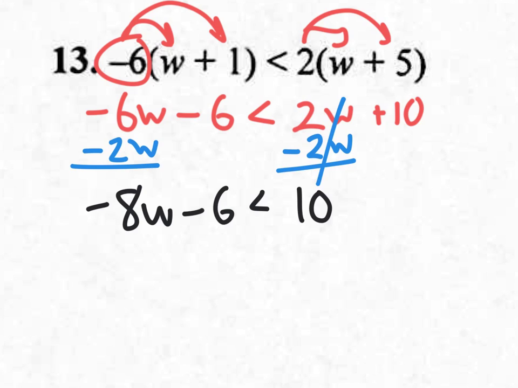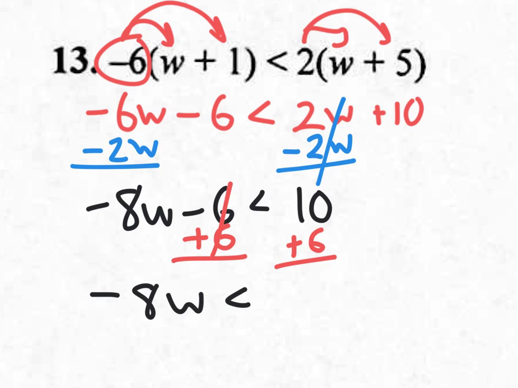I need to get w by itself on one side. Now w is already on the left side, I need to get it by itself. So I am going to get rid of the minus 6 by doing the opposite, plus 6. That'll cancel it out. What I do to one side, I must do to the other. So I'm going to have a negative 8w, a less than symbol, and 16. So for my final step, I am going to divide by negative 8. Now, since I said final step and since I'm dividing by a negative, that should remind everybody that you have to flip the inequality symbol.